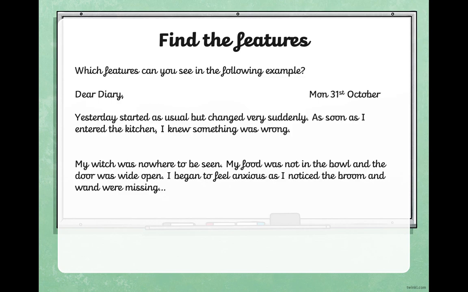Which features can you see in the following examples? So have a little think about what you can see. Monday the 31st of October. Dear Diary, yesterday started as usual but changed very suddenly. As soon as I entered the kitchen I knew something was wrong. My witch was nowhere to be seen. My food was not in the bowl and the door was wide open. I began to feel anxious as I noticed the broom and wand were missing.